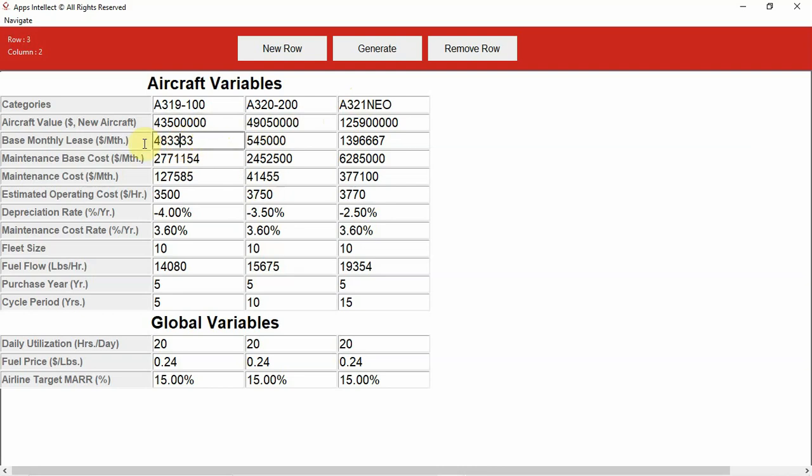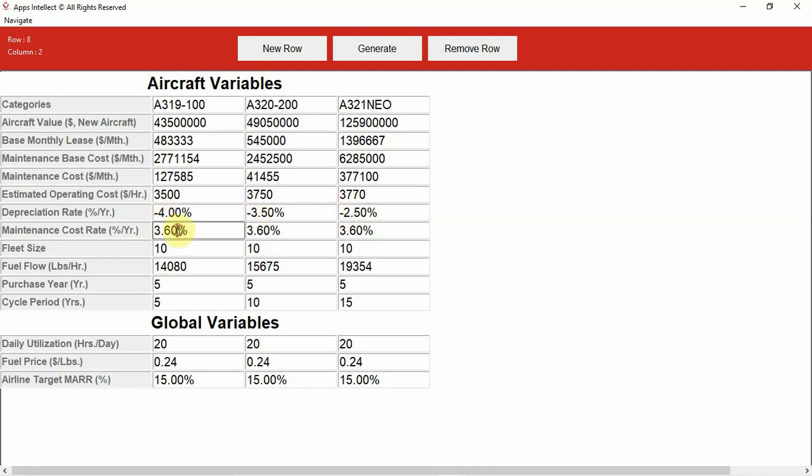Then what would be the base monthly lease when they lease this particular aircraft? What would the values be? That is entered. The maintenance base cost per month values are entered for all three aircraft types, and the maintenance cost is also entered per month. These are the estimated operating costs per hour of flying a particular aircraft type for all three fleet types. Then the applicable depreciation rate, which is on the compound interest rate method, would be input for this particular scenario, like the yearly depreciation rate.